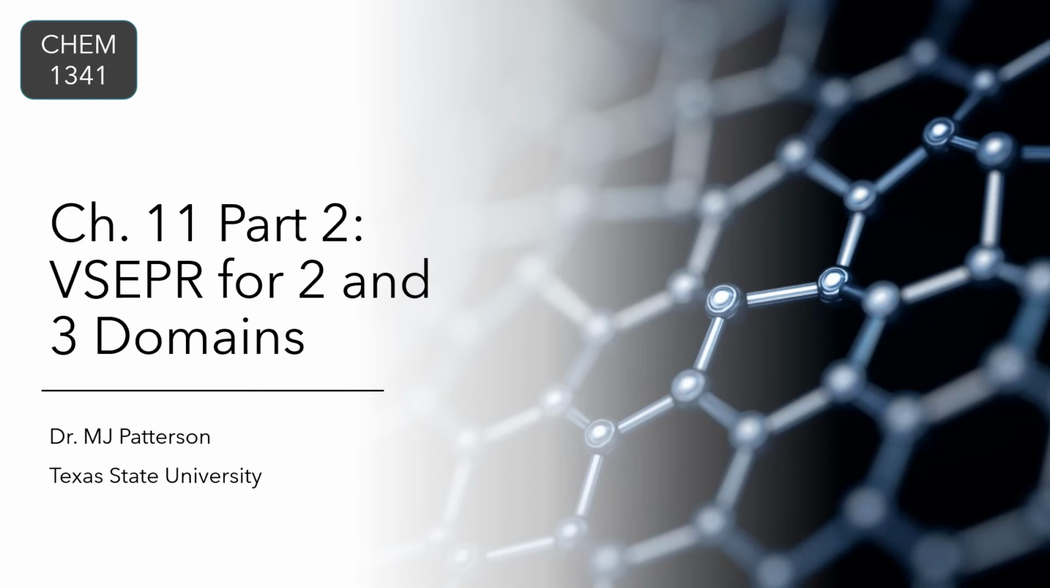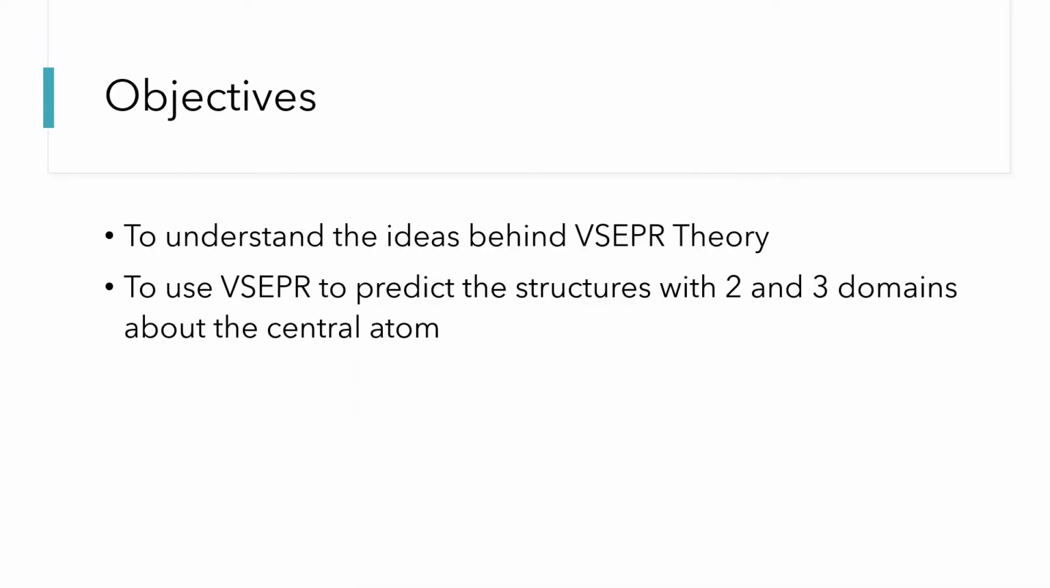Hi, Bobcats. In this video, we're going to take a look at valence shell electron pair repulsion theory, and it's a little bit much for one video, so we're going to start by looking at VSEPR for 2 and 3 domains. Also in this section, we're going to take a quick look at all of the ideas behind VSEPR theory and then use those ideas to look at the structures with 2 and 3 domains.